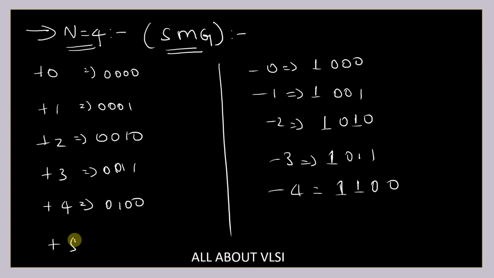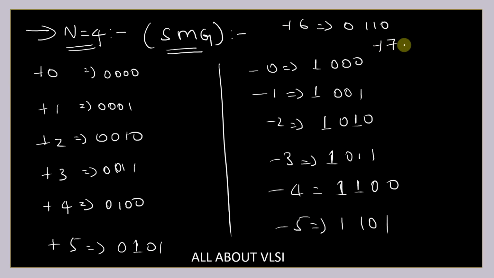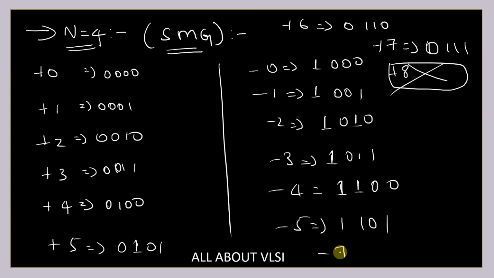If you want to represent plus 5, you have 0 1 0 1, and minus 5 is 1 1 0 1. Plus 6 is 0 1 1 0, and you can also represent plus 7, which is 0 1 1 1. You cannot represent plus 8; it will be out of range. So from minus 7 to plus 7, you can have the range.